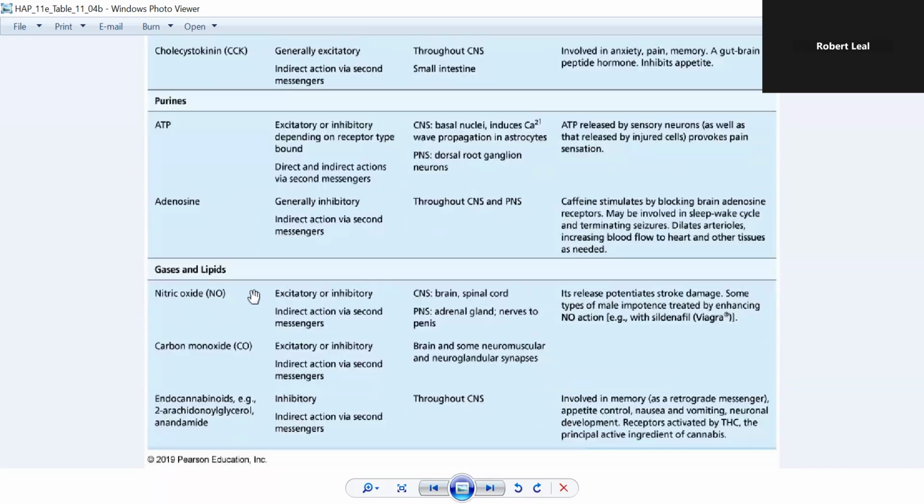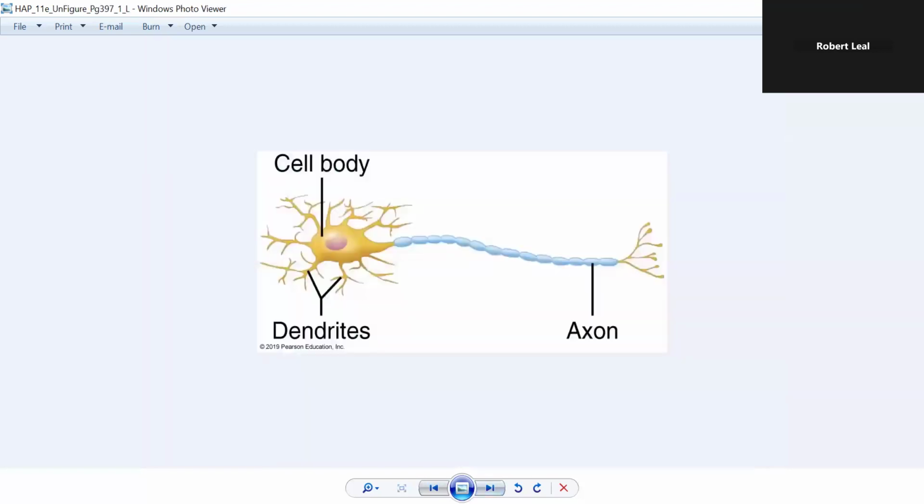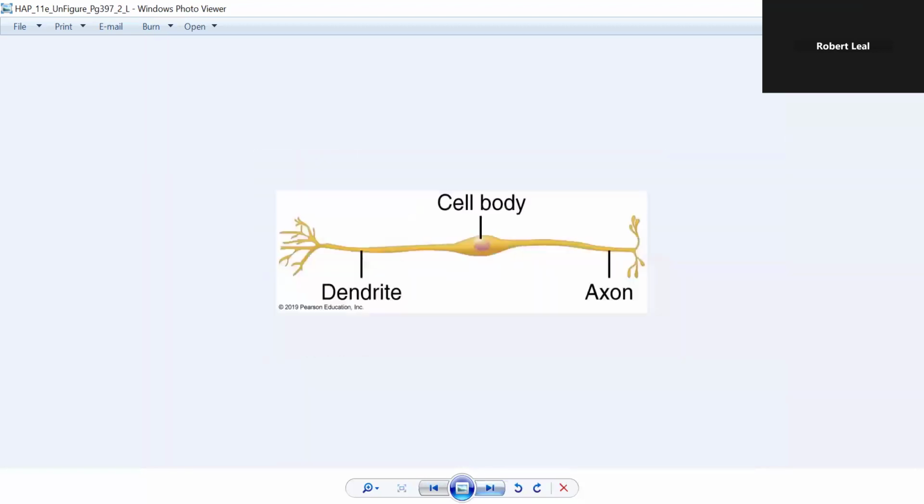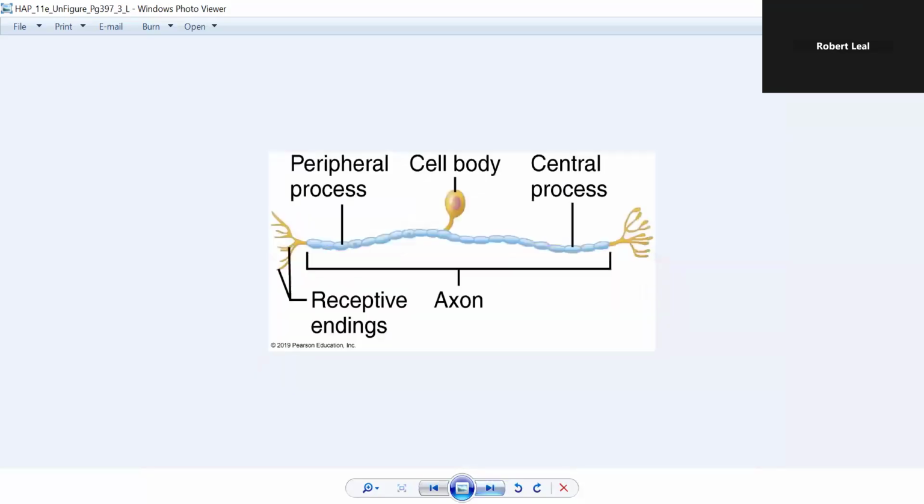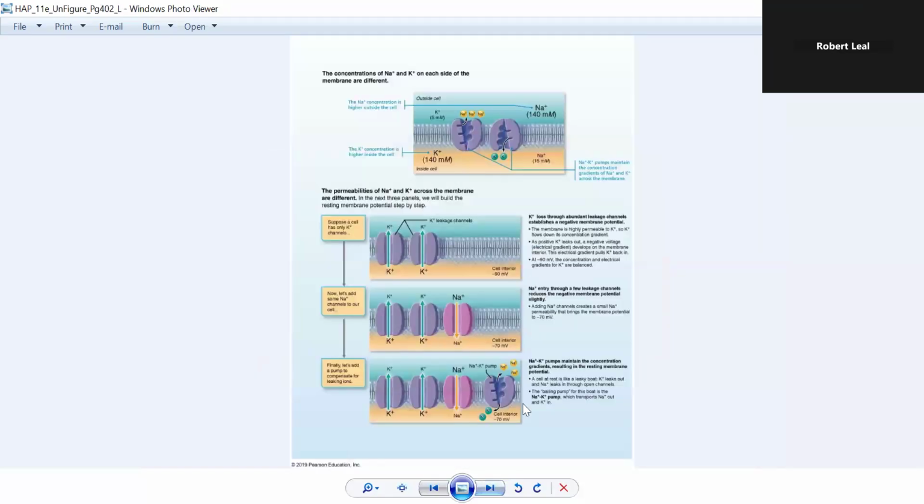Even gases can work as neurotransmitters, like nitric oxide, which you find in drugs like Viagra, where it can cause blood vessels to dilate so that men can have an erection. If you want, in your own time, look over the table here at the different types of neurotransmitter production. We already went over multipolar neuron, bipolar neuron, and unipolar neuron.